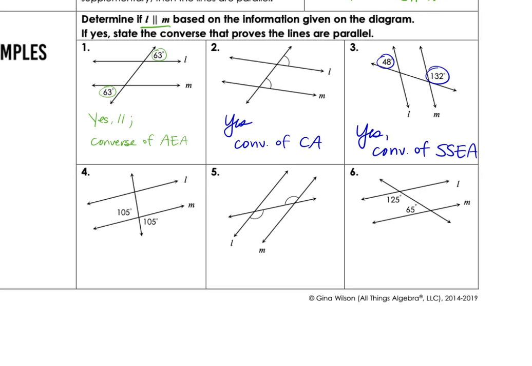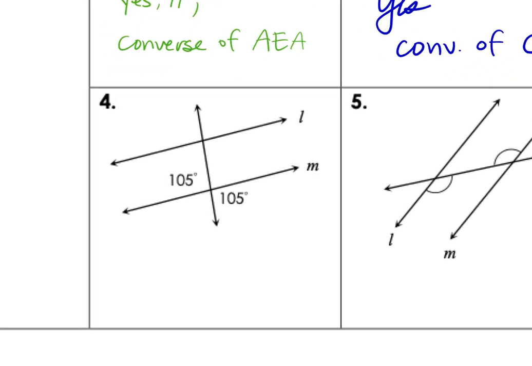Okay, you do 4 through 6 with the people sitting near you. See what you get. How many no's should there be? 2. There's 2. Number 4. Okay, here's the tricky part.